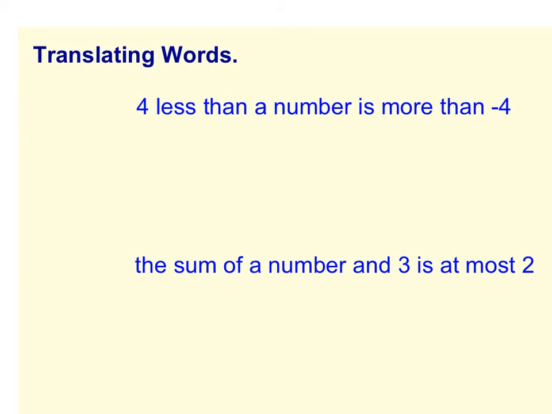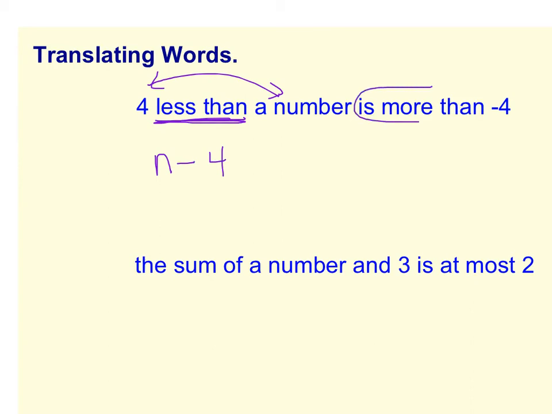Translating words. So on this translating words, it doesn't say to solve, we just want to write the inequality. So we have 4 less than a number. So there's that less than. Remember the trick from our last unit where anytime we saw less than, we wanted to switch the order that it was written. So we're going to say n minus 4, because less than is subtraction.